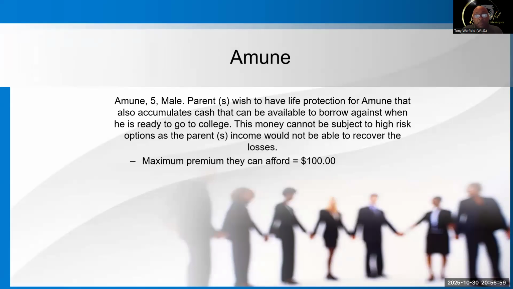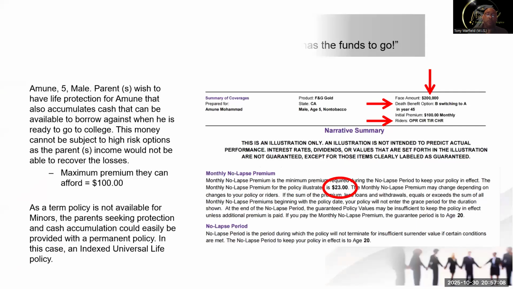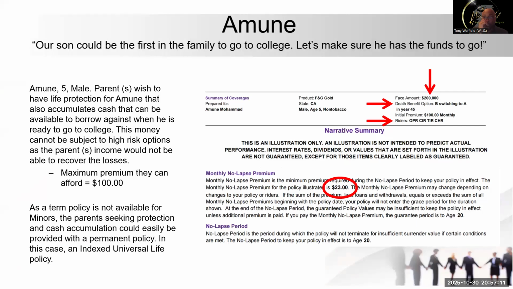This money cannot be subject to high risk options because they can't afford any losses. They got about $100 to invest in this every month until he turns 18. So let's take a look at what that looks like. So as the money continues to grow, Amune has an opportunity to really have some protections in place. But to be clear, term policies are not available for minors. So the only option in this case you would have would be to get a permanent policy, whether it be a whole life, or whether it be a universal life, or in this case, an indexed universal life.